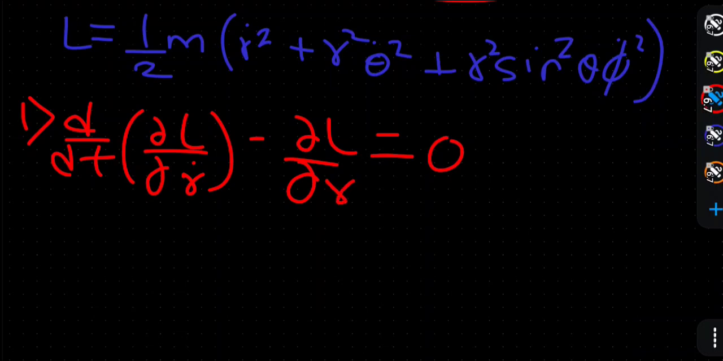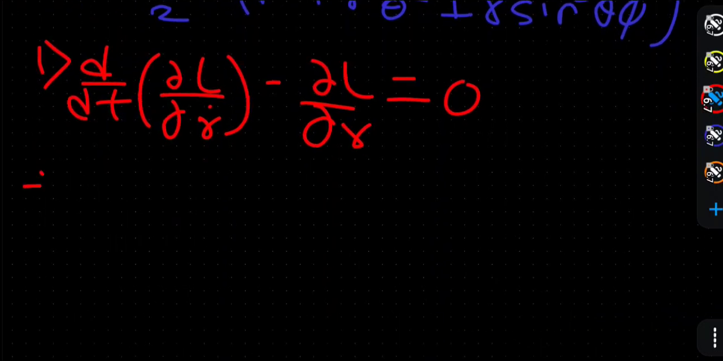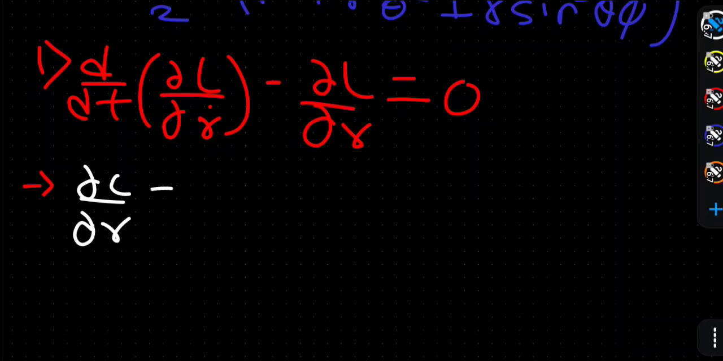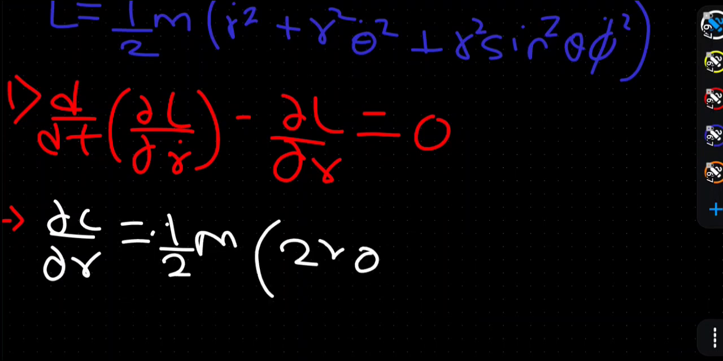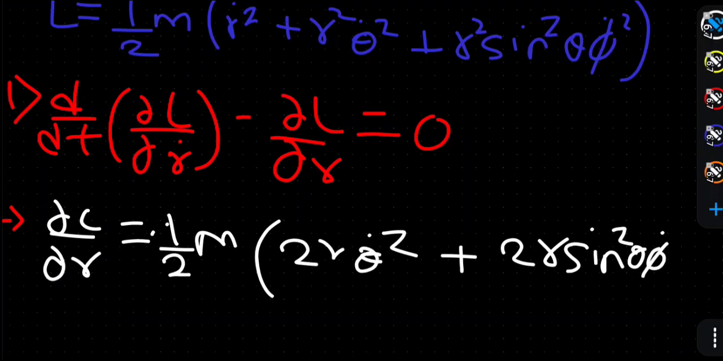Okay, first of all we will do the ∂L by ∂r, which is equal to, you can follow this, basically one half mass into, this will become 0, this will become 2r theta dot squared, it will become plus 2r sine squared theta phi dot squared.